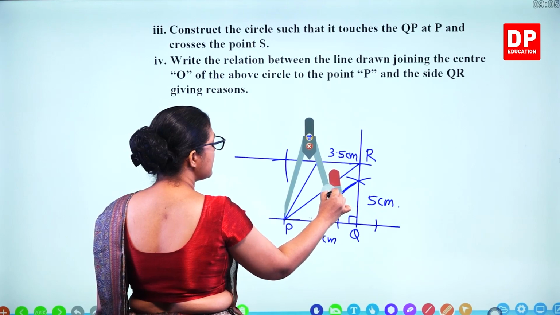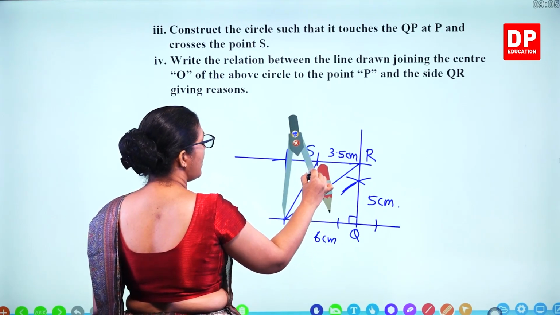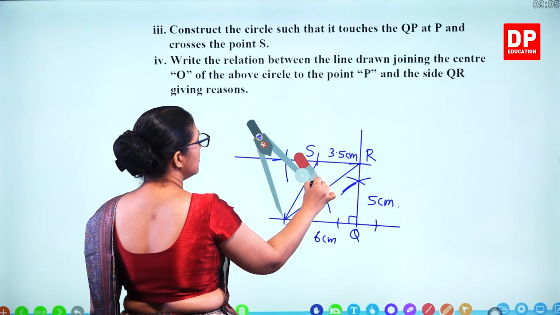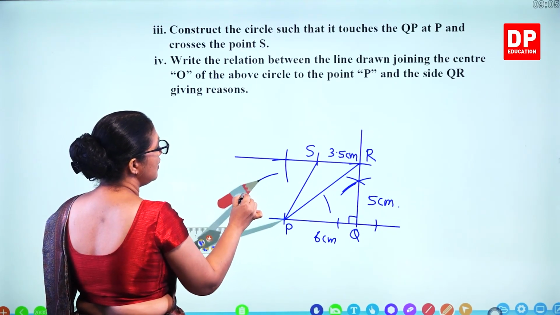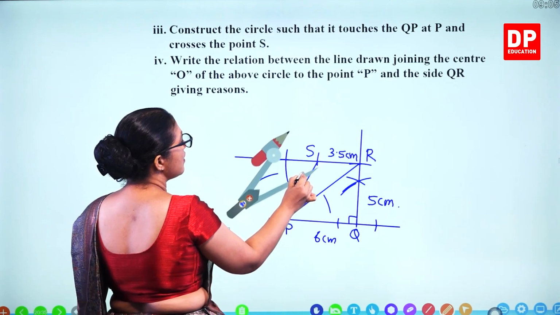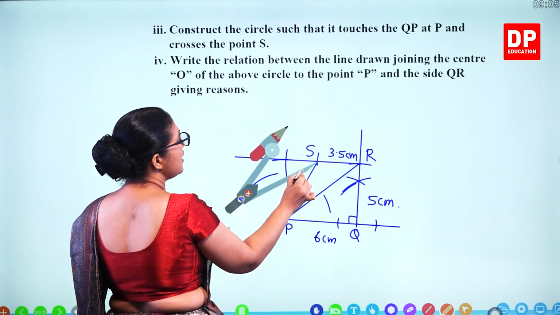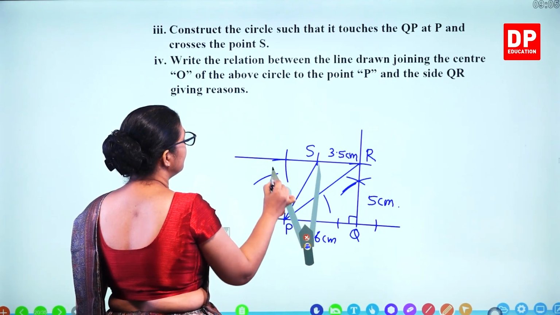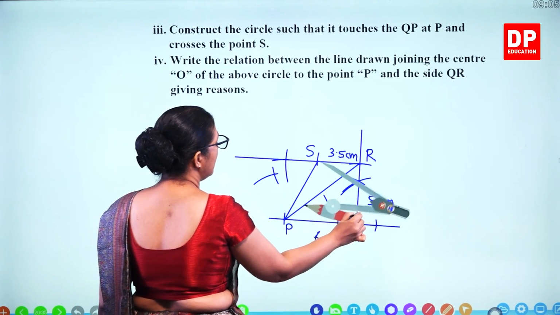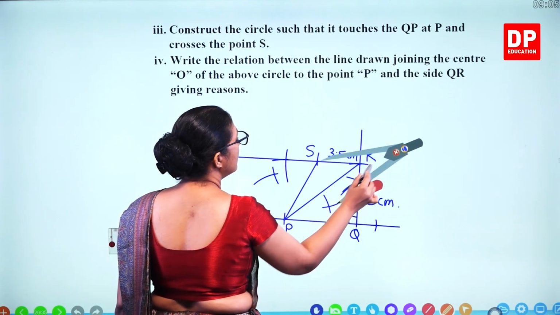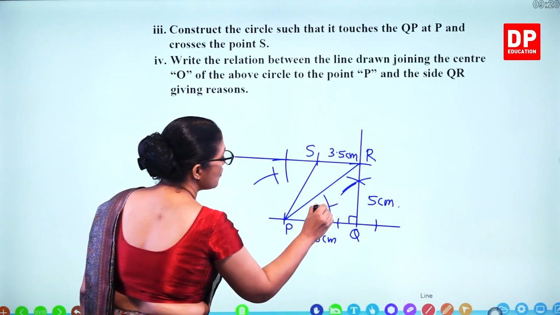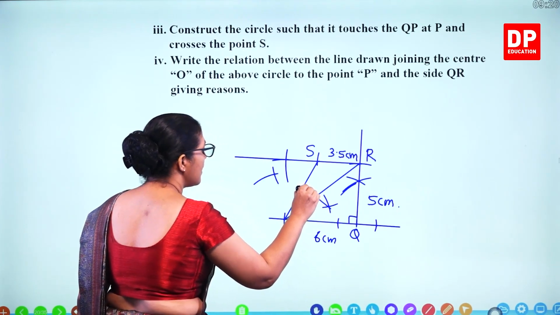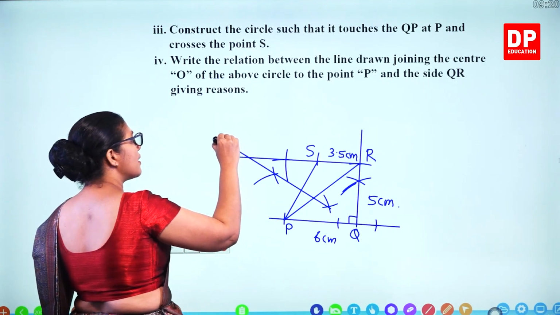Take any distance. You draw an arc here and to this side, and do the same thing by taking the point S here and here. Now we can connect this one. So we'll draw the line, this line.